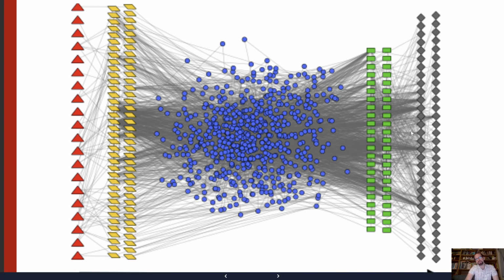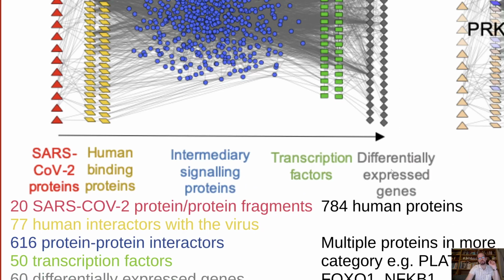But what are these transcription factors and differentially expressed genes? There are many which are both actually. One of the examples is FOXO1 and NF-kappa B, here one protein.